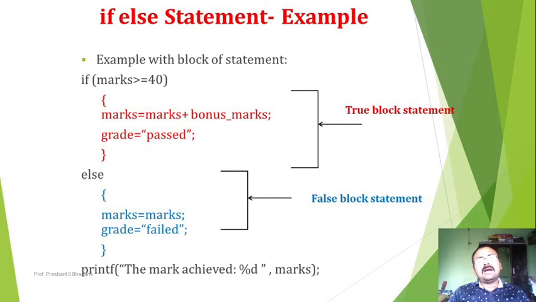printf the marks achieved %d, marks. Whether marks is greater than or equal to 40 or less than 40, the printf statement is executed both times: the marks achieved %d is equal to marks.